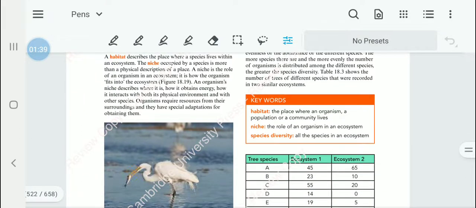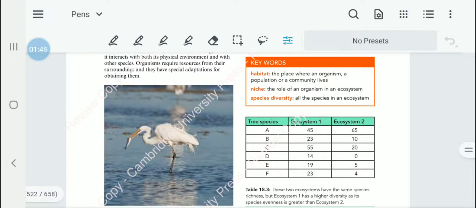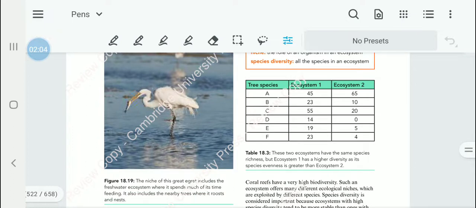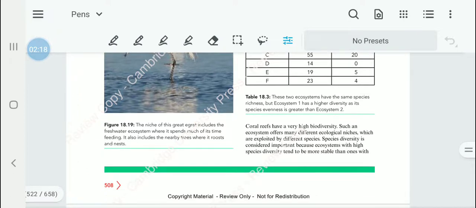Here there are two different ecosystems taken into account, and the different types of tree species and their relative numbers are considered. As you can see, in ecosystem 1 they are more evenly distributed, but in the other they range from 65 to 4. So these two ecosystems have the same species richness, but ecosystem 1 is going to have a higher diversity because its species evenness is greater than ecosystem 2. So that is how we identify this.